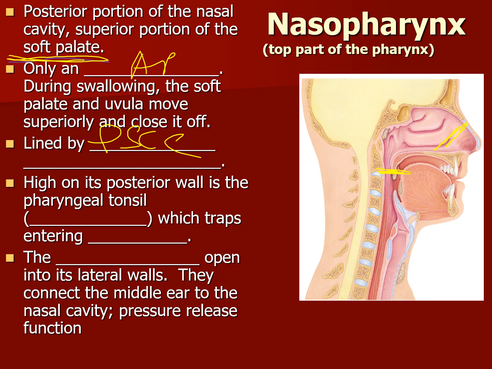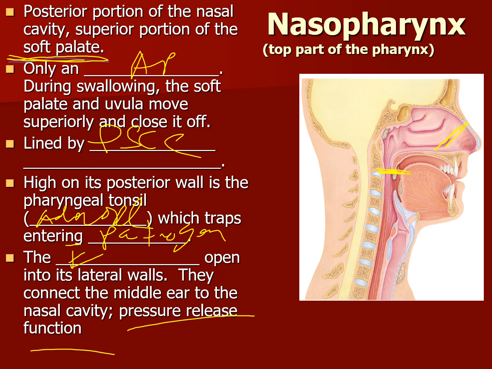High on its posterior wall is the pharyngeal tonsil. This is the adenoid, which traps entering pathogens. Right? It's trapping those pathogens. And also in the nasopharynx, we have what's known as the Eustachian tubes. I'll just write the letter E in here. The Eustachian tubes open into the lateral walls, and they connect the middle ear to the nasal cavity, and they serve as a pressure release function.